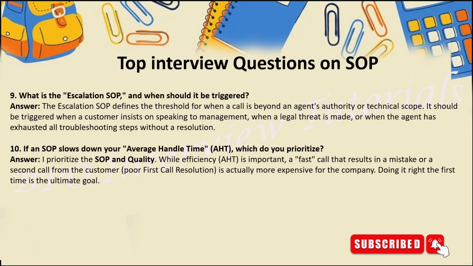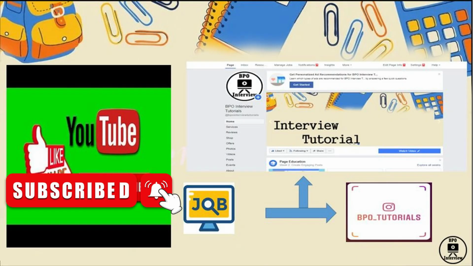So you might get such kind of questions in the interview, so please pause, read out all the answers, and definitely try to understand what basically an SOP is. The ninth question here is, what is an escalation SOP and how can it be triggered? If the SOP slows down your average handling time, how do you prioritize? So these are all the questions about the SOP.